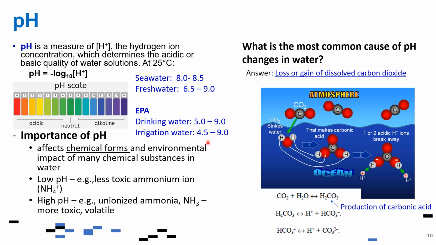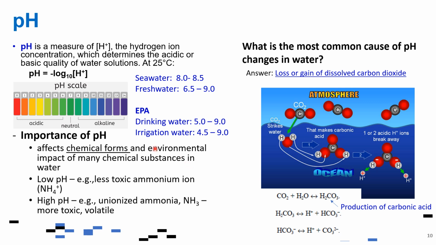Other than this range, some problems will occur for humans, for example, or for plants. All right. And the importance of pH, aside from this one, the formation or the pH of water will change. It is also important to know the pH because it affects the chemical forms inside the system, and the environmental impact of many chemical substances in water.